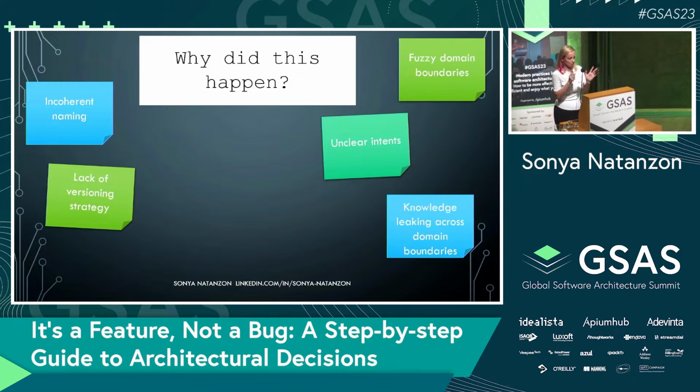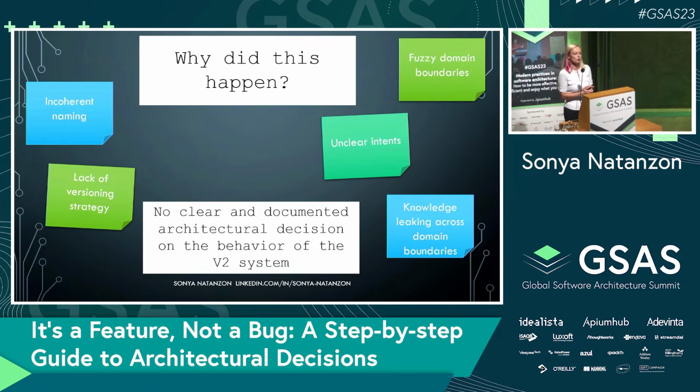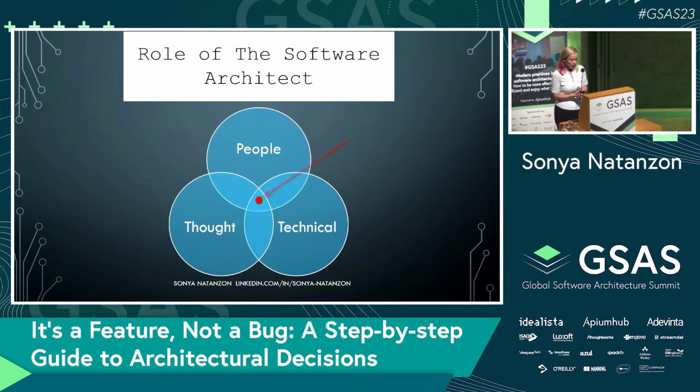All of those are why we got here, but in reality, this is the biggest reason why we were where we were. No clear and documented architectural decision on the behavior of the V2 system. So, small thing, couple of Booleans with potentially really big implications. Some time ago, I defined the role of an architect as that of a leadership role, and leadership in three different areas: people, technology, and thought leadership.